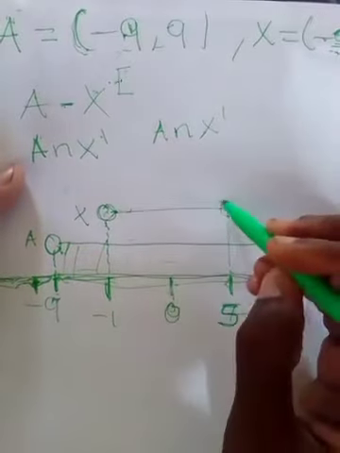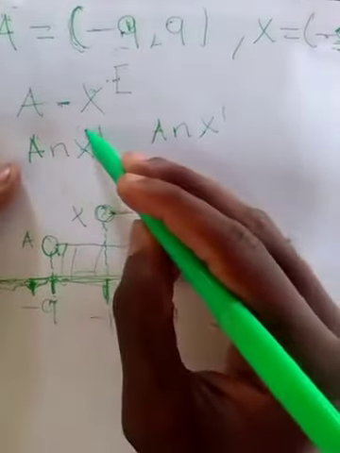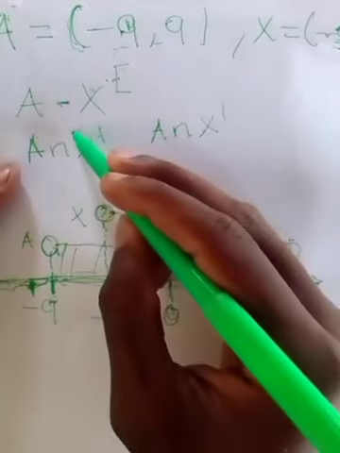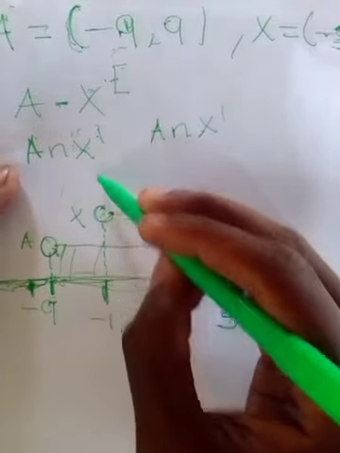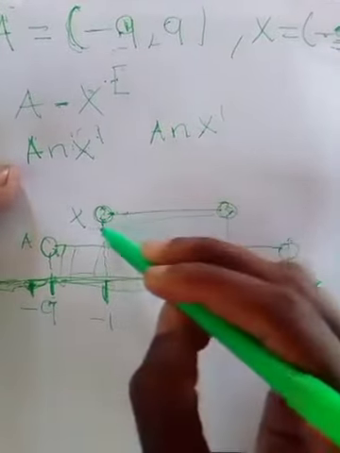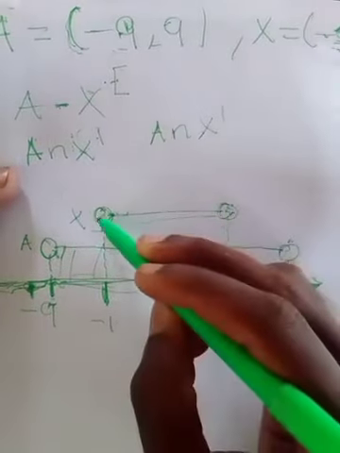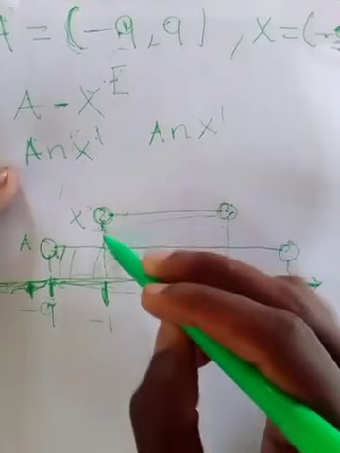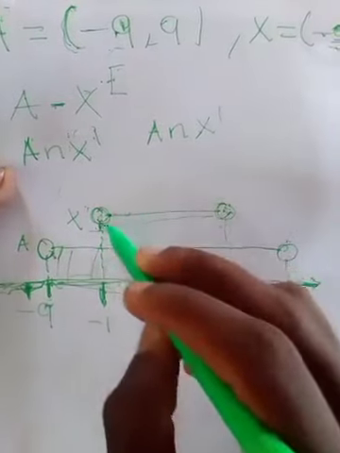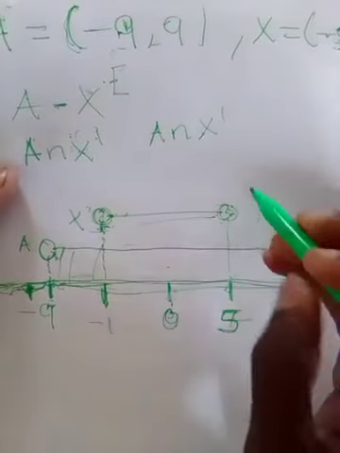Where is X complement? When they say complement, they mean the region where you can find the numbers that are not part of X. X is starting from A to A. So anything that is between this distance, from -1 to 5, is found in X. But anything that is not in between is not part of X. So anything that is not in between is the complement of X. So where can you find that?